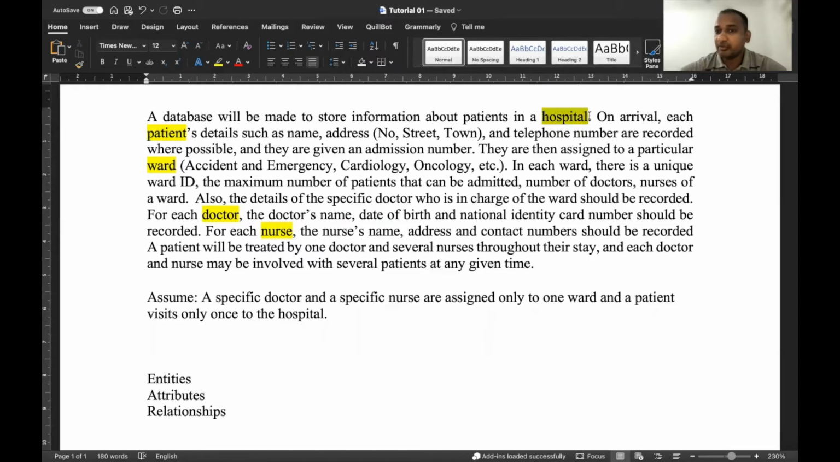Therefore, if you take this one as an entity, there is only one instance available. Remember that if it has only one instance, we do not take it as an entity. That is one reason. The second reason is this is the system. We do not take the system name as an entity. Keep that in your mind. Therefore, I remove this one. Now we can identify there are 1, 2, 3, 4 entities available.